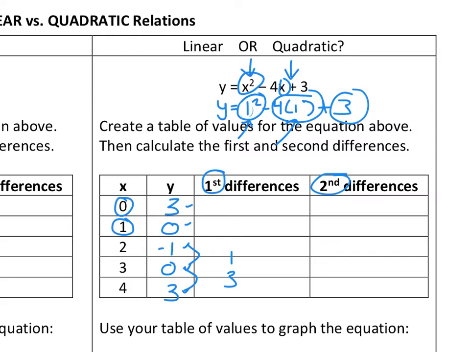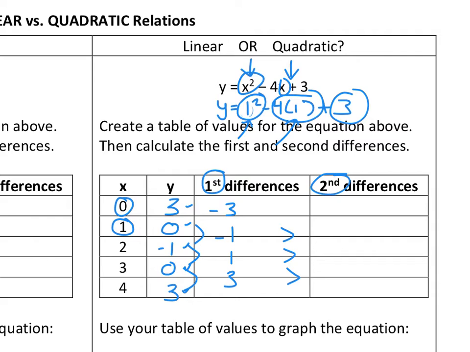Negative 1 minus 0, negative 1. 0 minus 3, negative 3. They're not the same in my first difference. Of course not, because it's not linear. But if they're the same in my second difference, that means that I'm dealing with a quadratic.